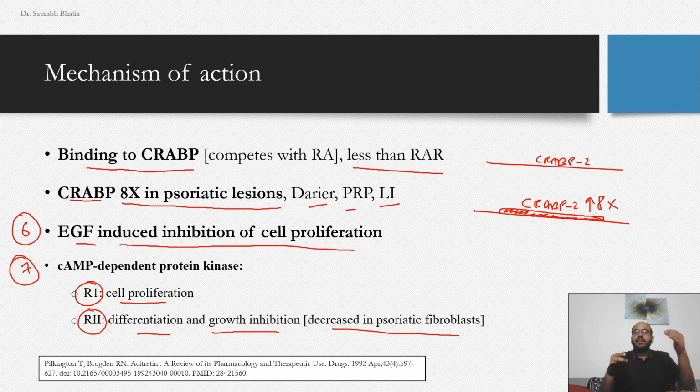This decrease of R2 is stabilized or improved by acitretin. R2 increases and differentiation happens, growth inhibition happens, and the cycle of increased skin formation is limited. So there are now seven mechanisms of action which are in use majorly in the psoriatic disorders and the keratinization disorders, and that is the summary of the mechanism of action of acitretin, which is a bit different from last week's video on isotretinoin.